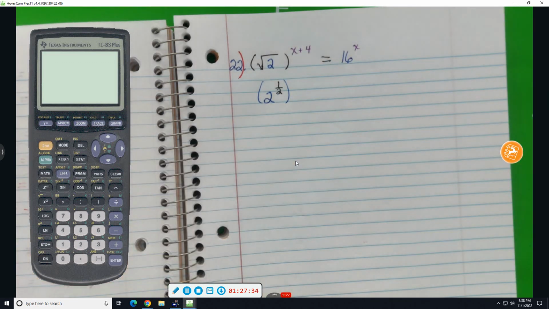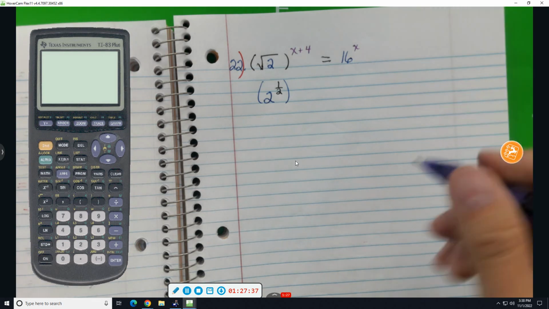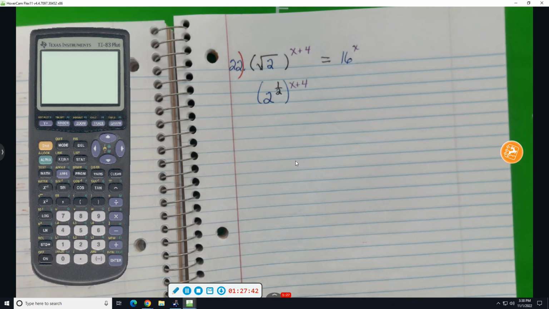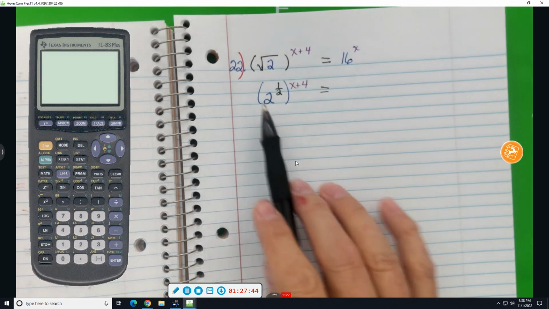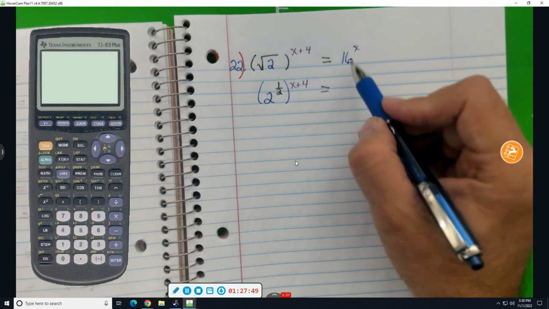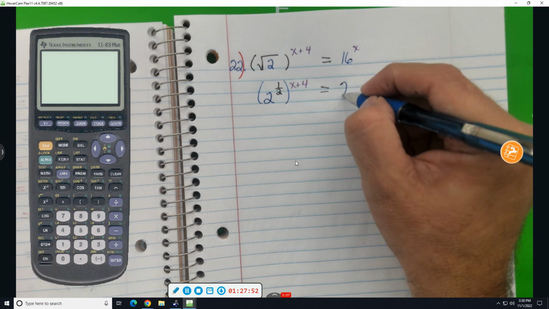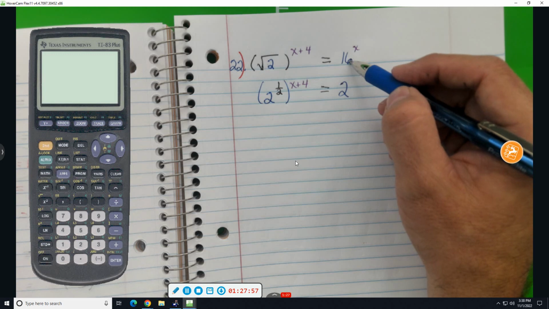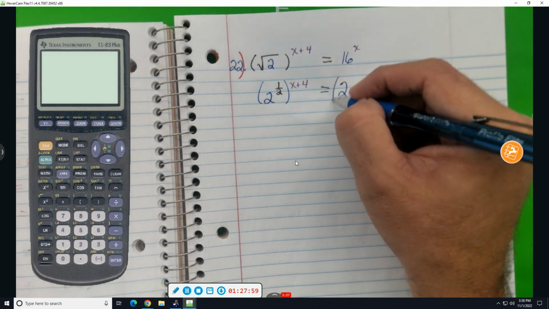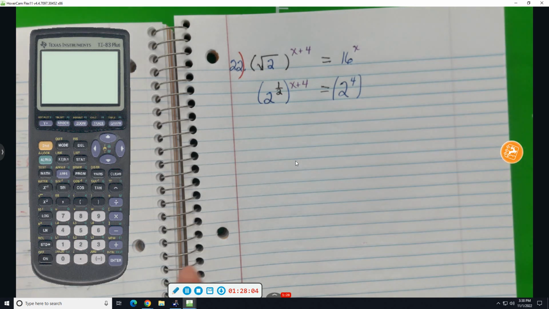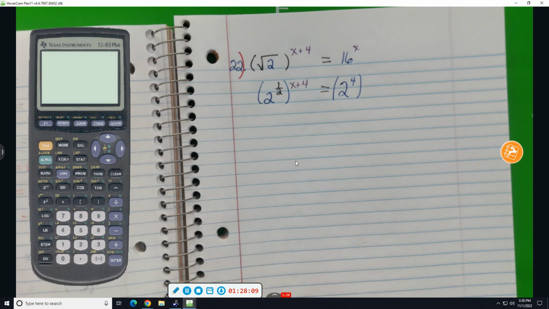Okay, let me finish writing this. You've gotten ahead of me. So 2 is going to be my common base. I'm going to rewrite 16 with a base of 2. How many 2's do I need to multiply together to get 16? I was going to say don't say 8, and you didn't say 8. You said 4, and that's exactly right. 2 times 2 is 4, times 2 is 8, times another 2 is 16.